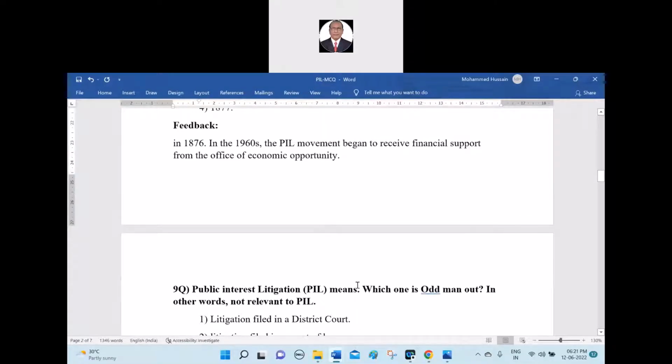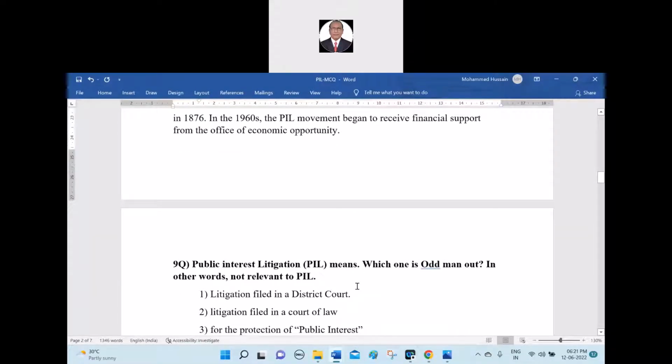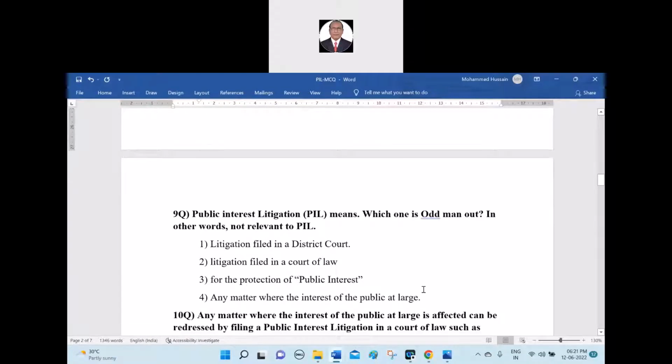And the public interest litigation, which one is the odd man out? That means, in other words, not relevant to the PIL. Number 1, litigation filed in a district court. Number 2, litigation filed in a court of law. 3, for the protection of the public interest. 4th, any matter where the interest of the public at large is involved. Fourth one, sir. I said, which one is the odd man out? Oh, odd man out. Okay. The one which is not related to the PIL.